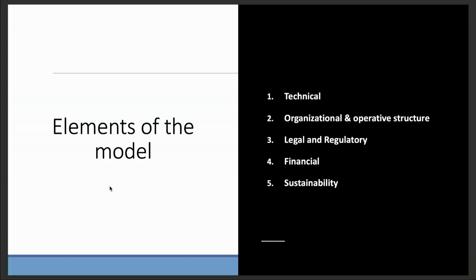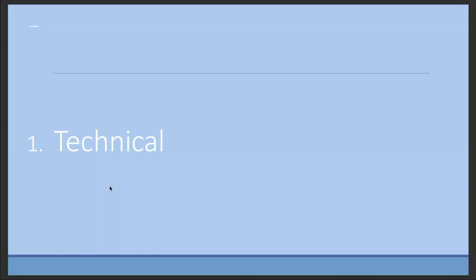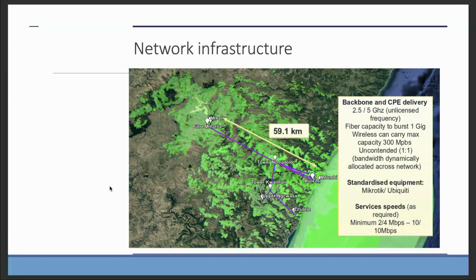Now let me just take you through some elements of the model. At a technical level, the backbone is a wireless backbone using unlicensed frequencies, 2.5 and 5 gigahertz, and it runs all the way from Mthatha over the 86 kilometers towards the coast. The green shows you the potential areas of service, and those are some of the high sites that we have there that you see on the map. Speeds are fairly low, as you can imagine with this type of network, but sufficient at least for the basic types of services and activities that they need in the community.